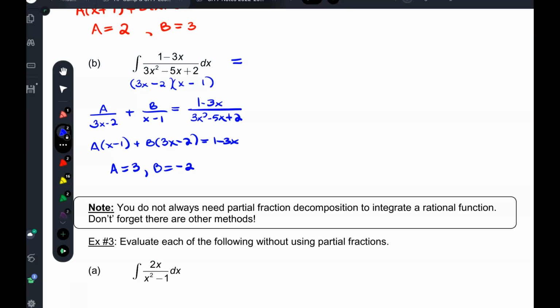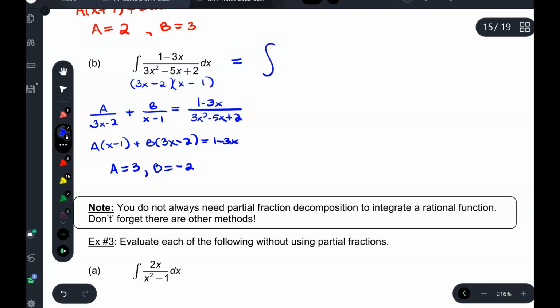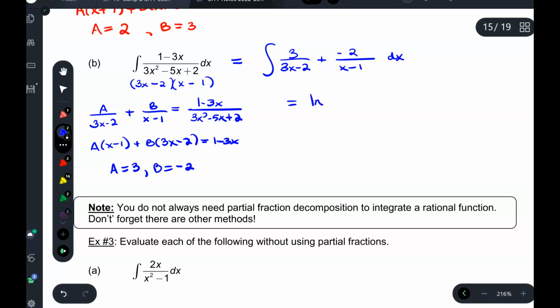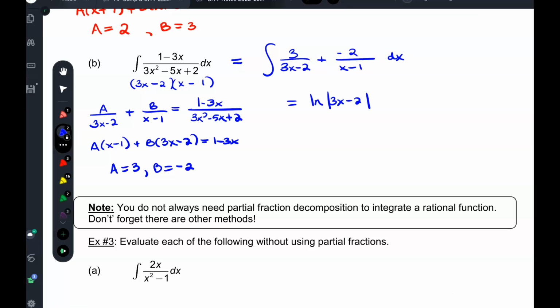So now we have the integral of 3 over 3x minus 2 plus negative 2 over x minus 1 dx. Okay, so now it's going to be 3 natural log of 3x minus 2, divided by 3. So we're just going to have natural log, right? Because we'll divide by 3 and that will cancel.